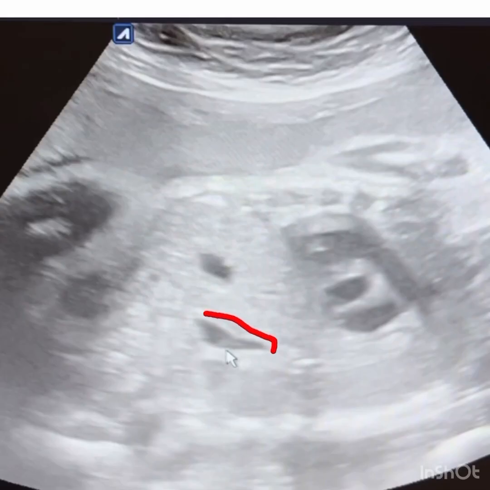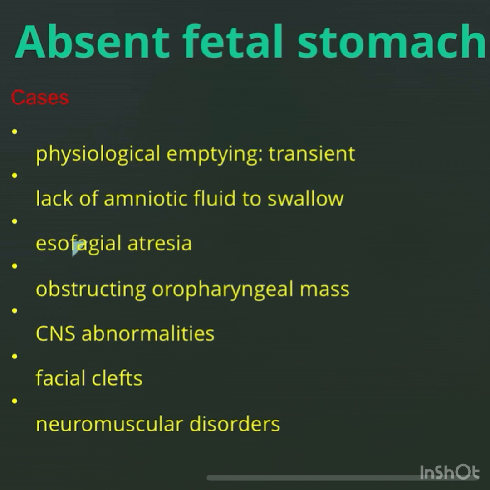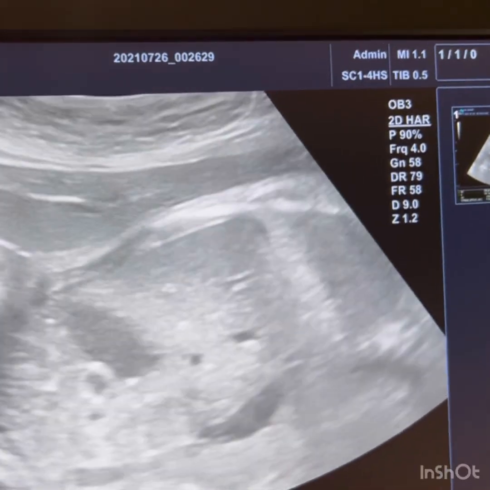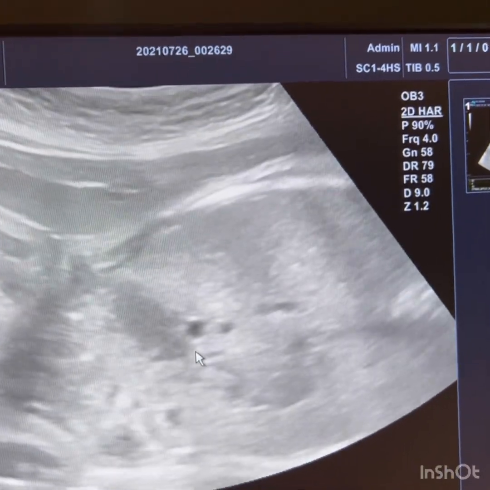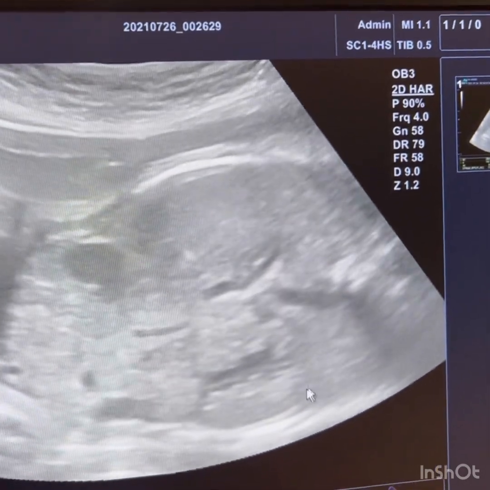We will then have a short review of contracted stomach and contracted gallbladder. And at the end, we will review a fetus with absent stomach. We will discuss its causes and its significance. It is very important not to misdiagnose a stomach with the gallbladder.